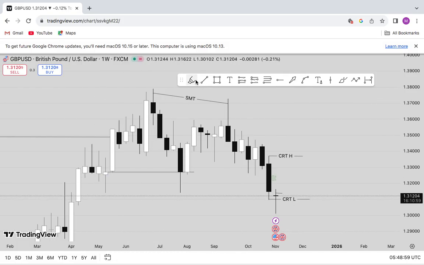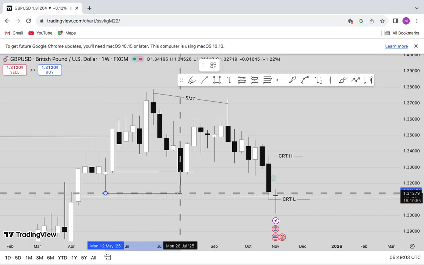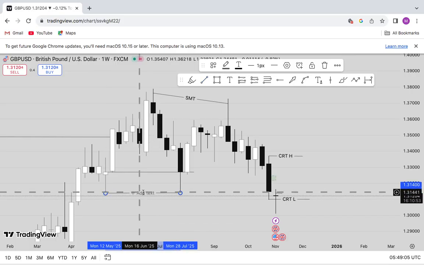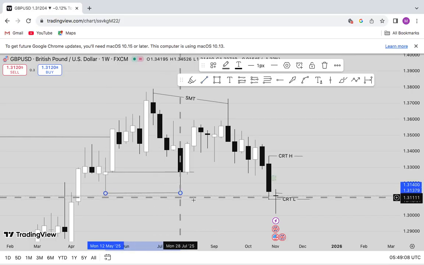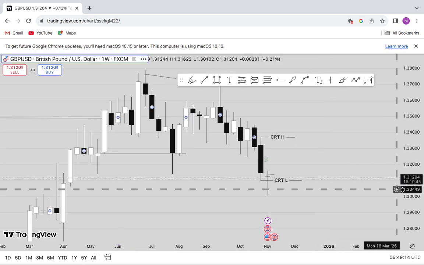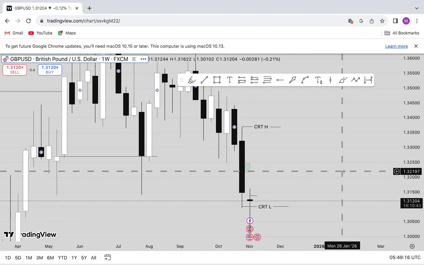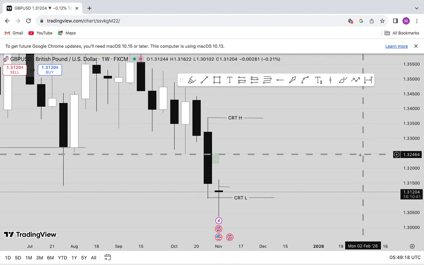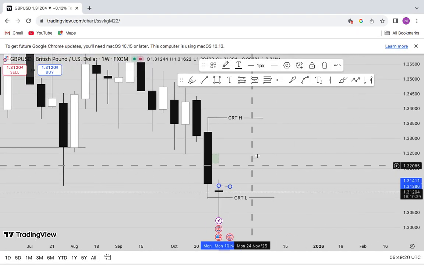Around here we kind of had a double bottom liquidity sleeping down here. So price came down to collect that liquidity. Now moving forward, as you can see, I am expecting this week to close with a CRT model.